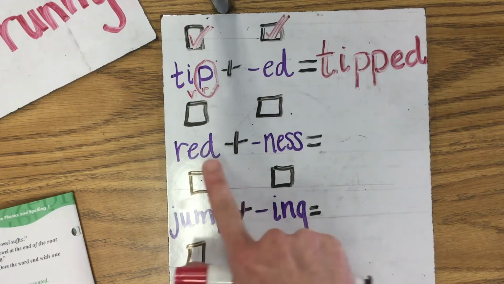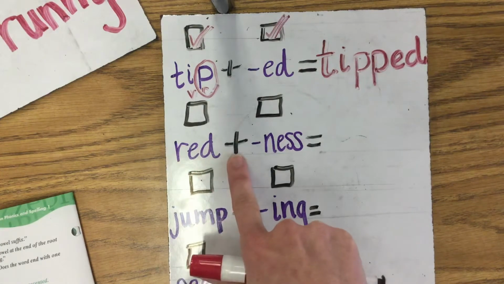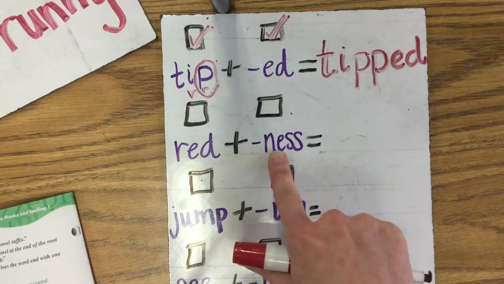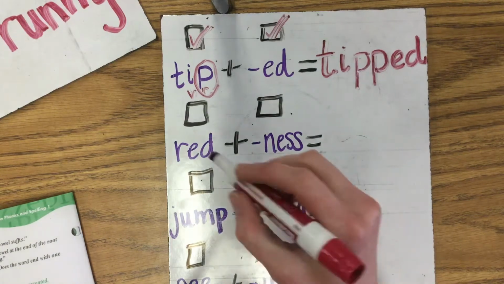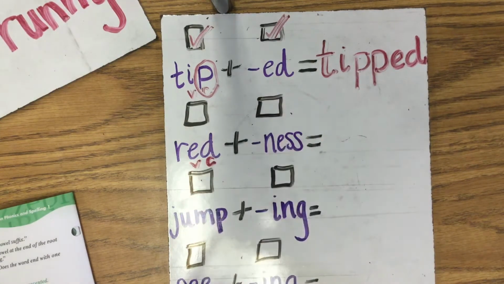The next one, red, plus our suffix ness. So let's go through the process again. We're going to look at the root word. Do we have a vowel followed by a consonant?